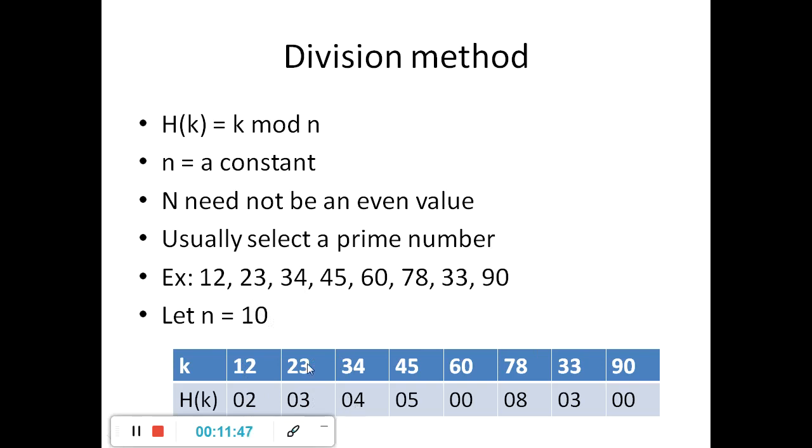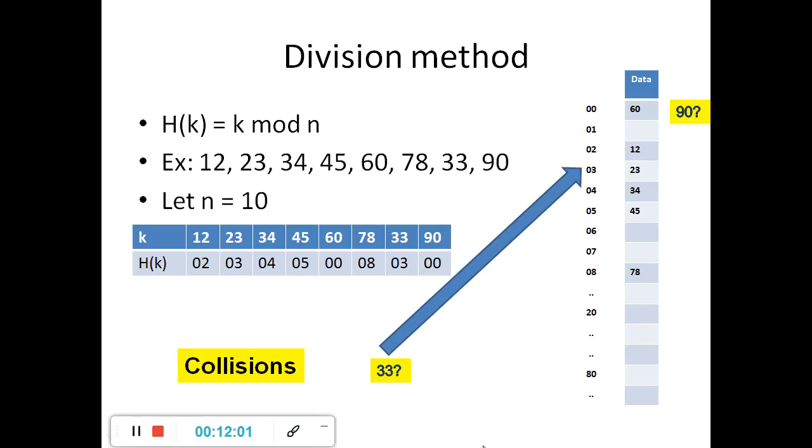It is very easy to understand that data 12 is now being stored at location 2. Data 23 is now stored at location 3, and so on and so forth. Once again, how does this appear pictorially? This is how the division method is going to generate the hash addresses. Let us see it once again. Data 12 is stored in location 2. This is what we have. Data 23 is stored in location 3.